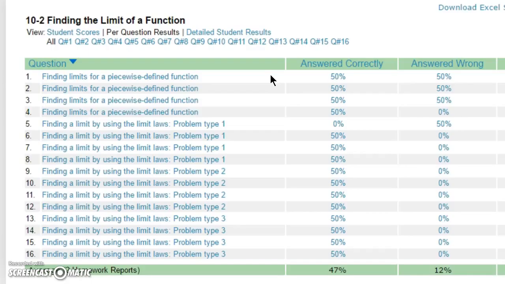There is a difference between finding a limit and evaluating the function when x is equal to a certain value. Conceptually, they are quite different. Now in this video, I'm going to show you a couple of examples that will cover number 5 to number 8. So, problem type 1. Let's get started.